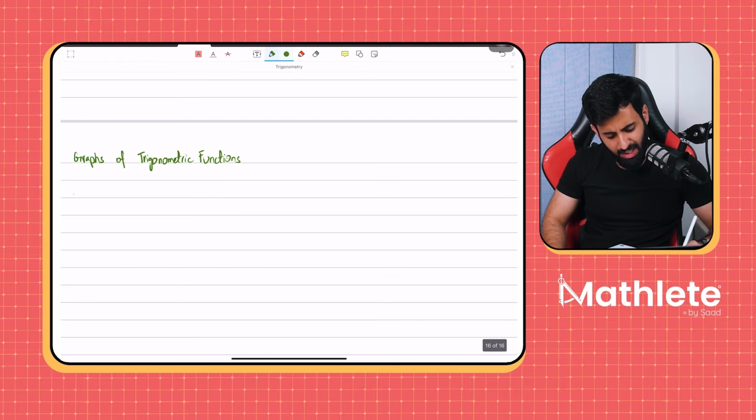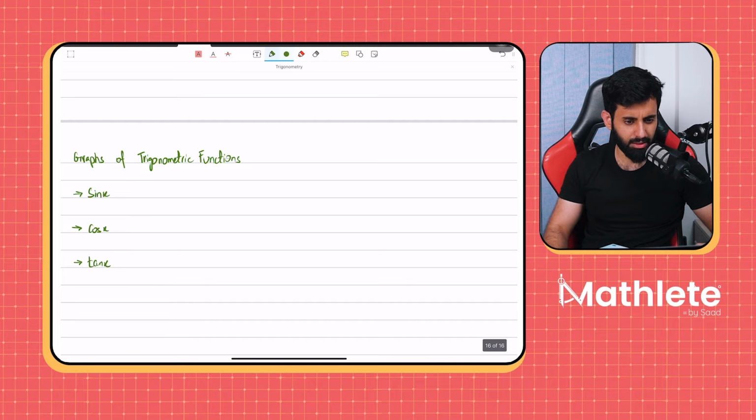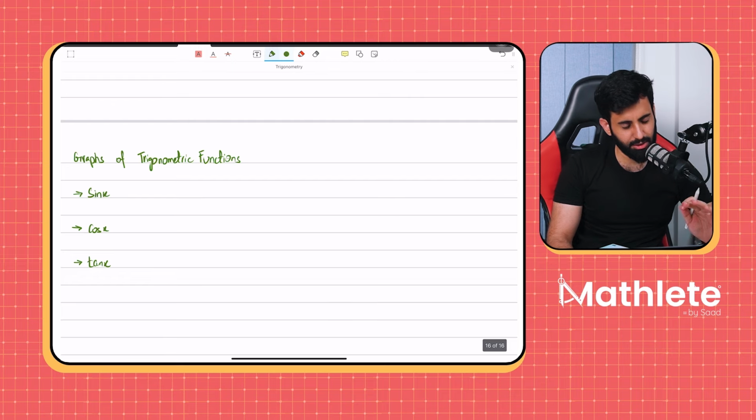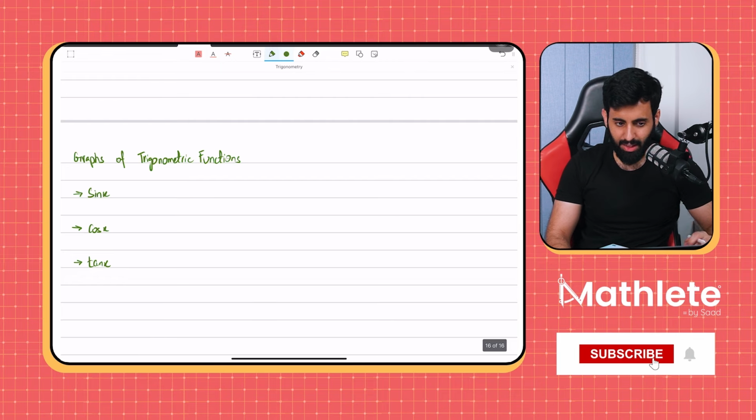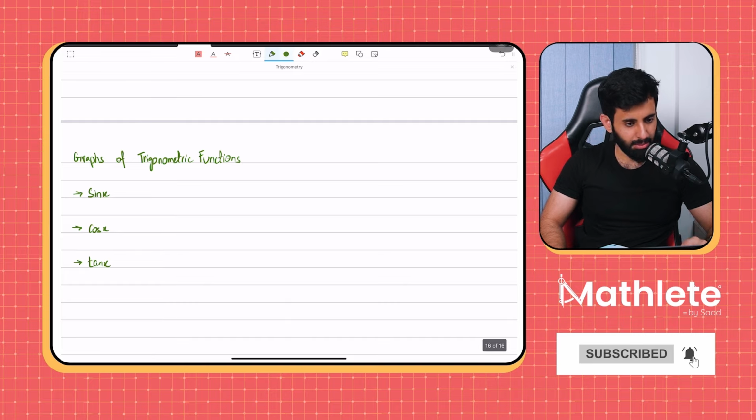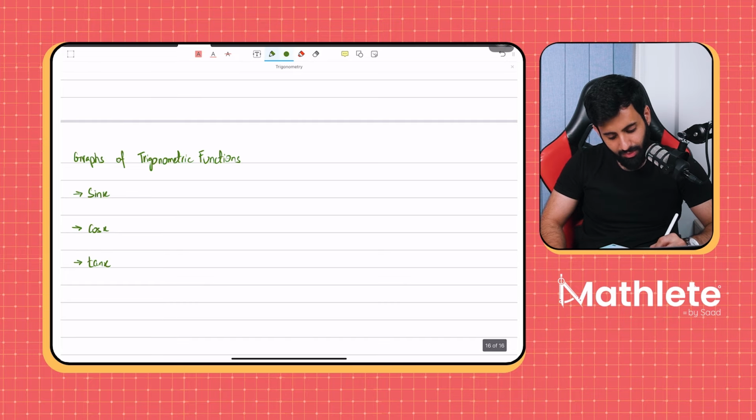Okay. Now, as it is with any new concept, initially it's difficult. Initially, you feel like it's overwhelming, but with practice and gradually, you get the hang of it. Now, it's very important for you guys to have the basic shape of sin x, cos x, and tan x memorized like the back of your hand. Okay. So the graph of sin x looks like this.